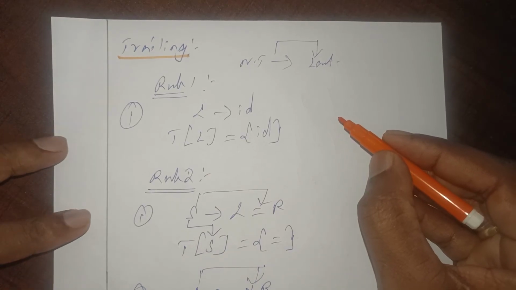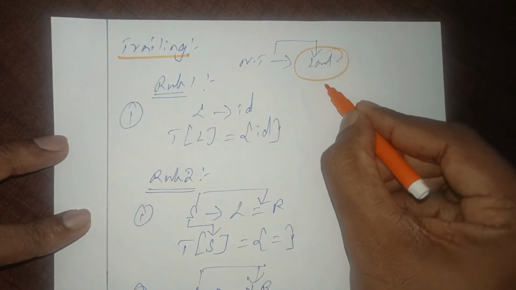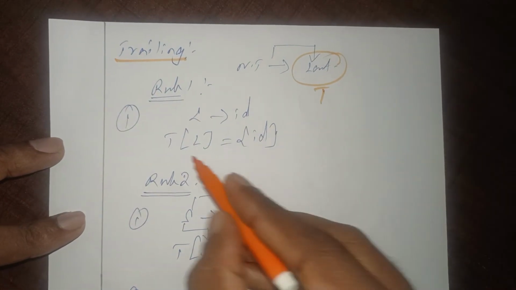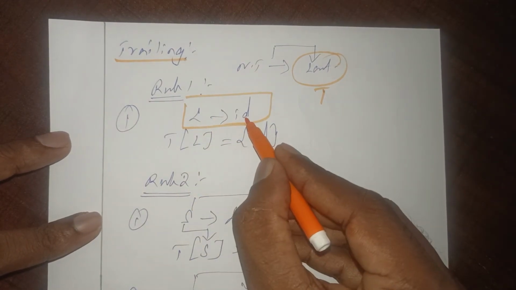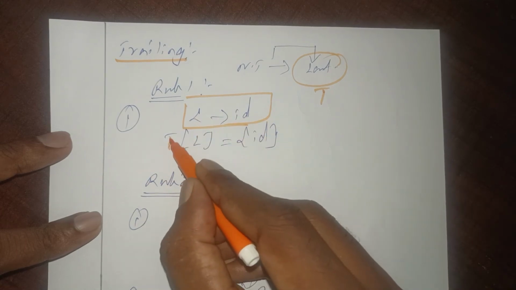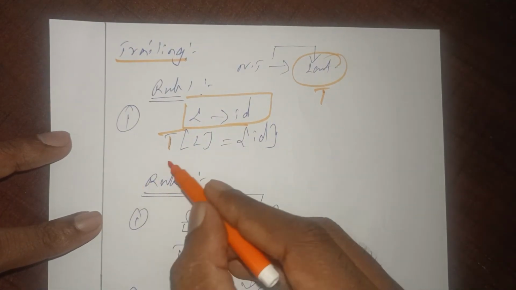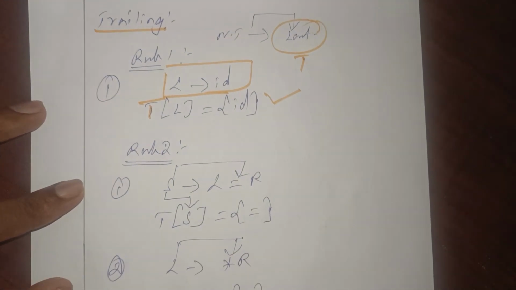The first rule is: a left hand side non-terminal should point to a last terminal term in the right hand side. So this is the production which is matching. L tends to id. This is the first as well as last. So L is equal to id. That is T, T stands for trailing. Trailing of L is equal to id. This is the first rule which is matching.